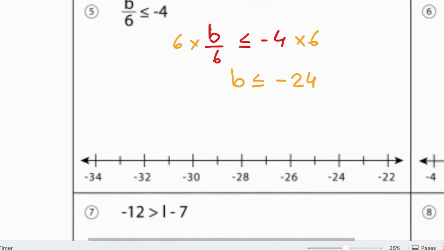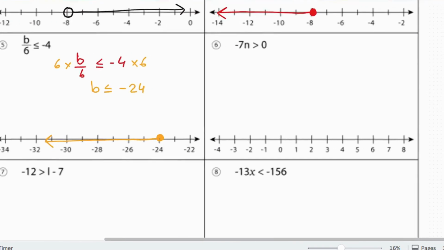So where is minus 24? Minus 24 should be, okay, this is where the minus 24 is. And b is less than, right? Less than or equivalent to. So the inequality for it should look that way. And this is how the graphing would look like for it.